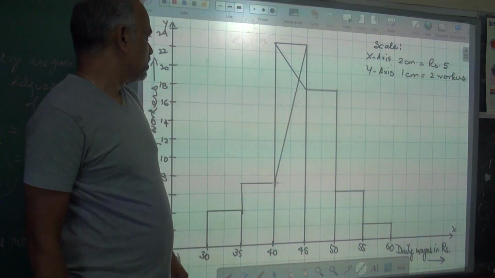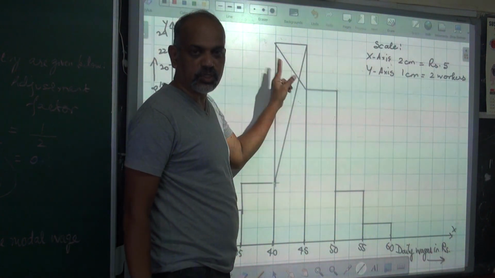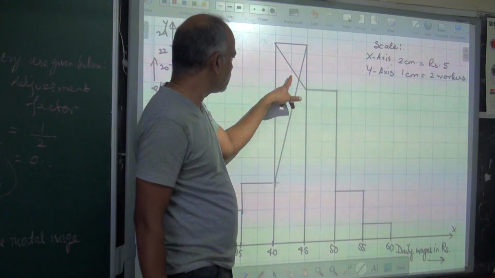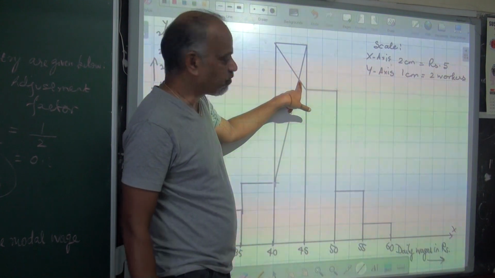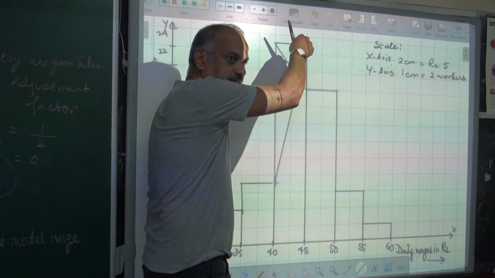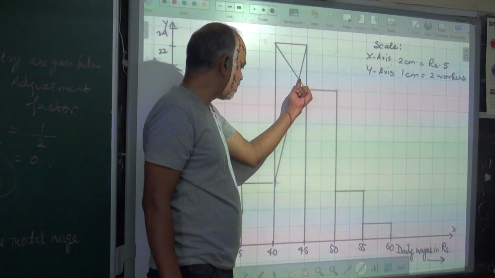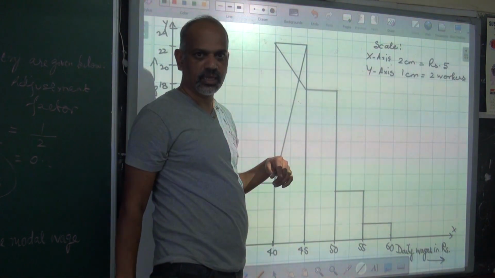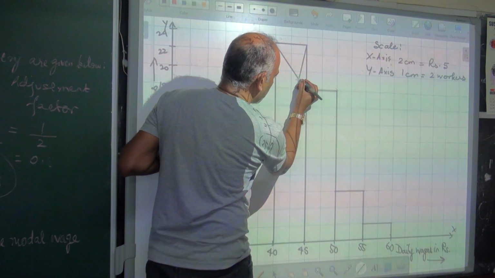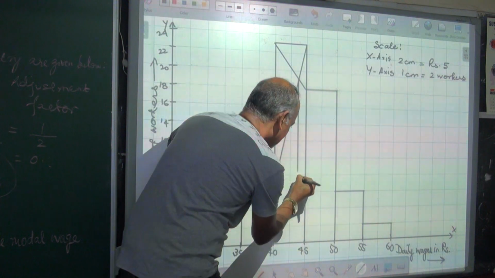Okay. So if you notice this, you've drawn 2 lines, and these 2 lines will meet inside the highest bar. So they met here. Now from this point, you have to drop a perpendicular line to the x-axis. A straight line, a vertical line from this point to the x-axis. So that's the third line that we have to draw. So from here, drop a perpendicular line to the x-axis.